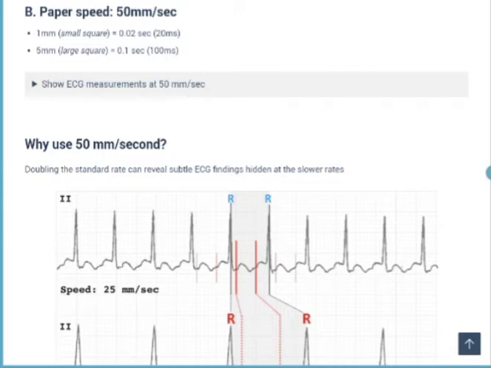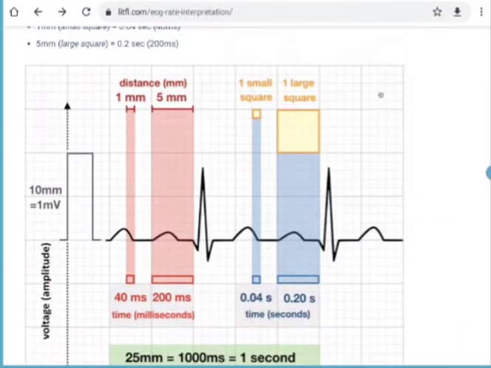So in that case, what happens is that now the ECG is covering 1, 2, 3, 4, 5, 6, 7, 8, 9. Okay, so if we add one more square at the end of it, it will be 10 squares, right?